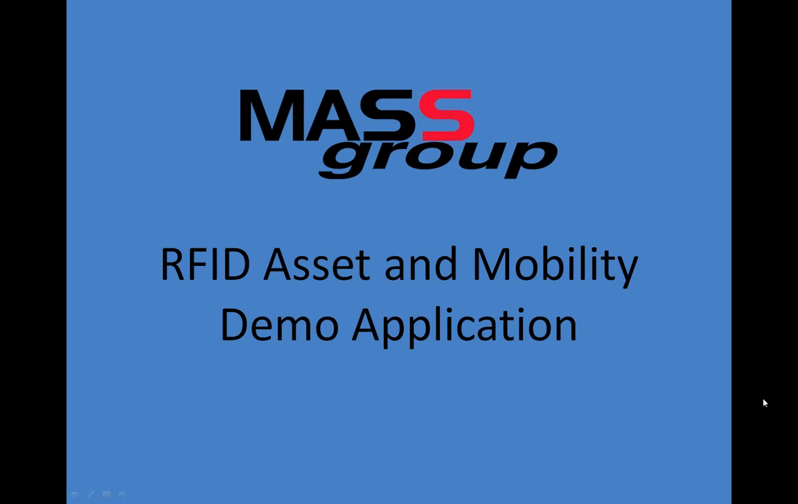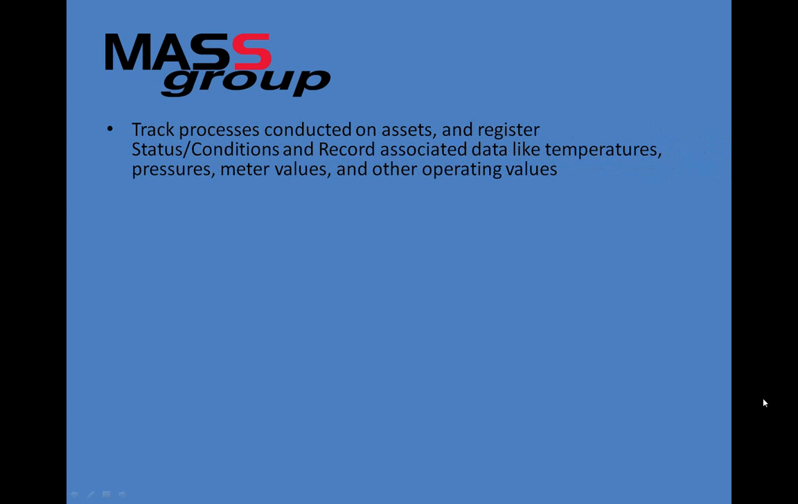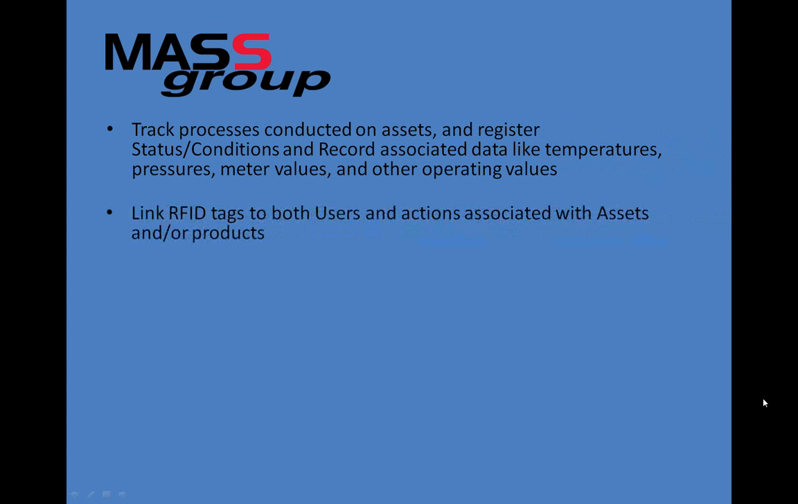Welcome to the Mass Group RFID Asset and Mobility Demo application. This simple yet powerful RFID application demonstrates a few of the many features and functions of Mass Group's robust automation software. The combination of Mass Group's automation software and RFID scanning enables you to track processes conducted on assets and register status conditions and record associated data like temperatures, pressures, meter values, and other operating values.